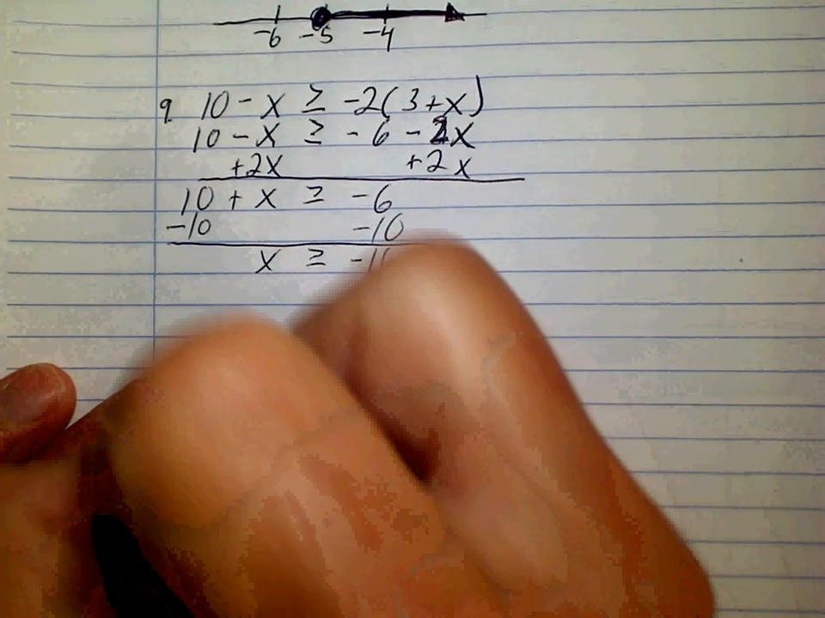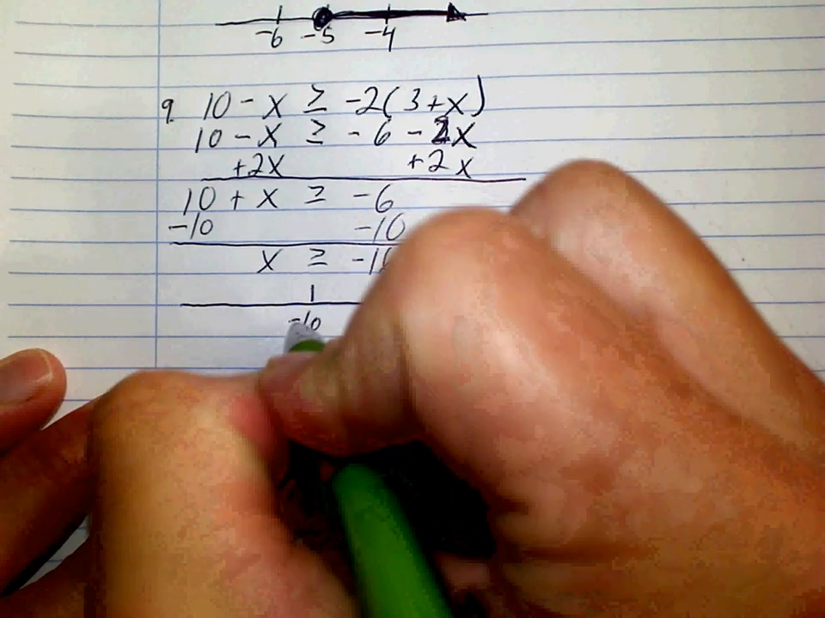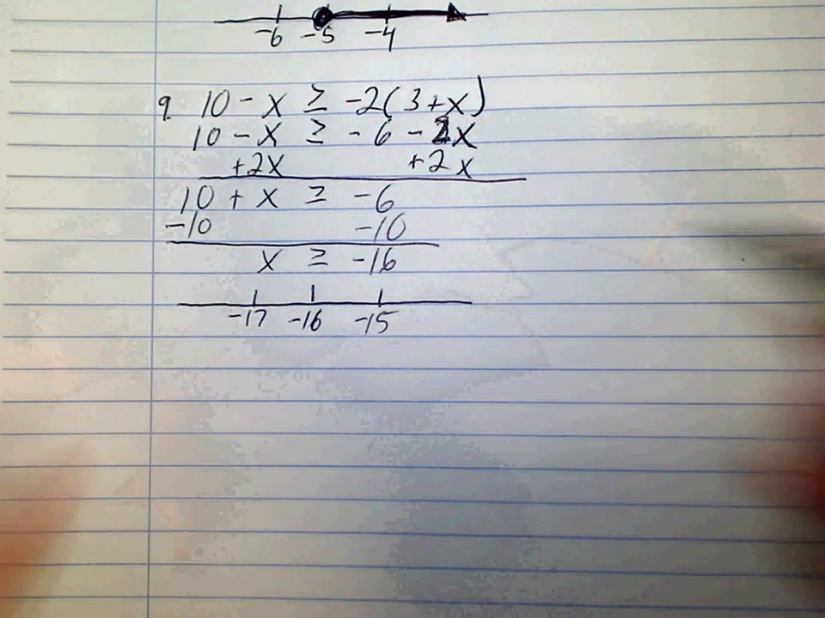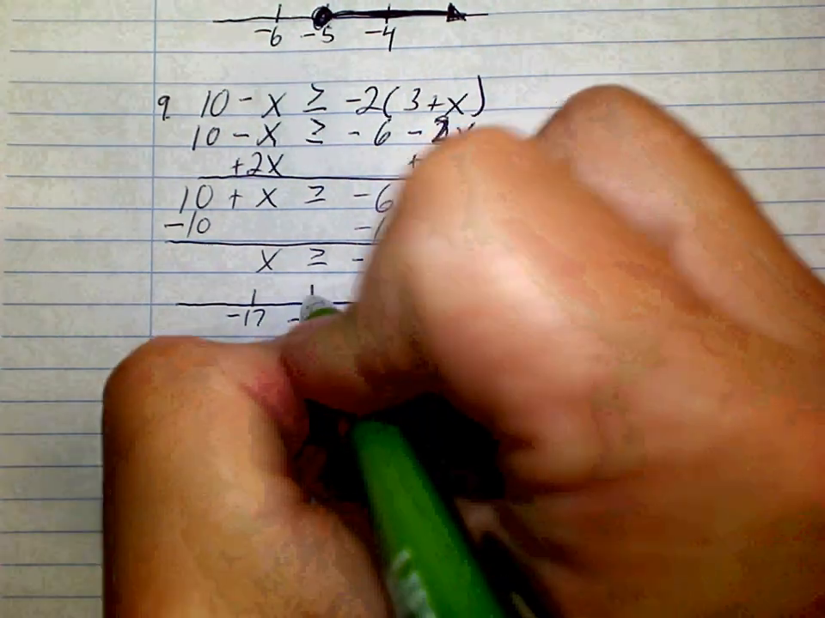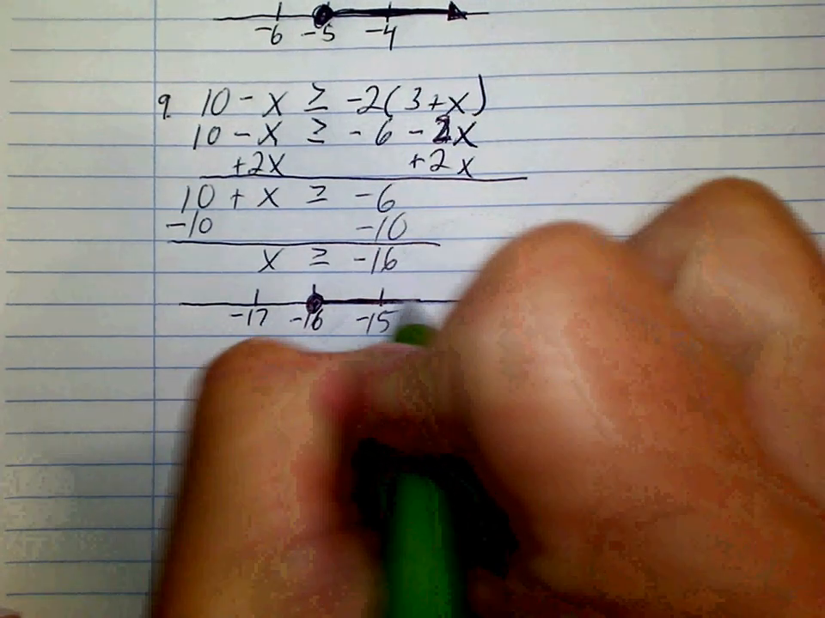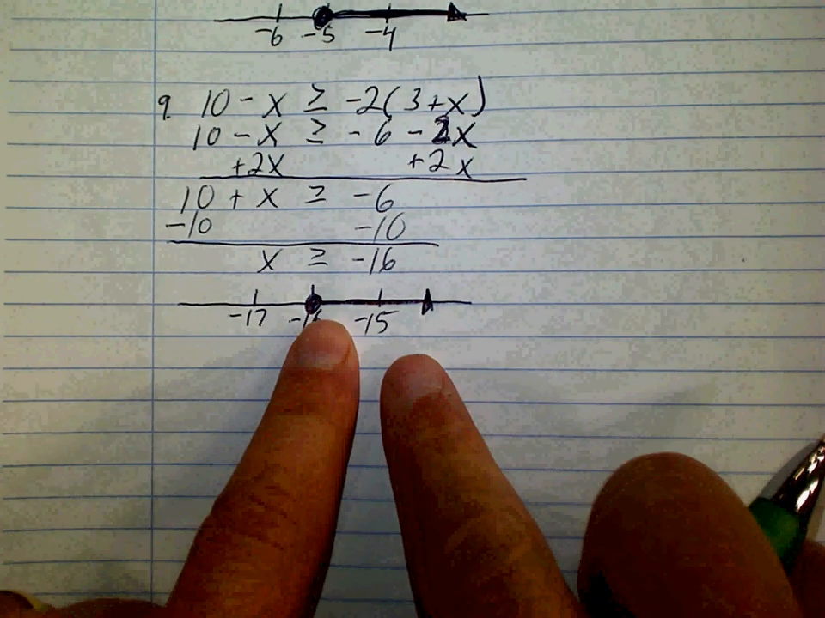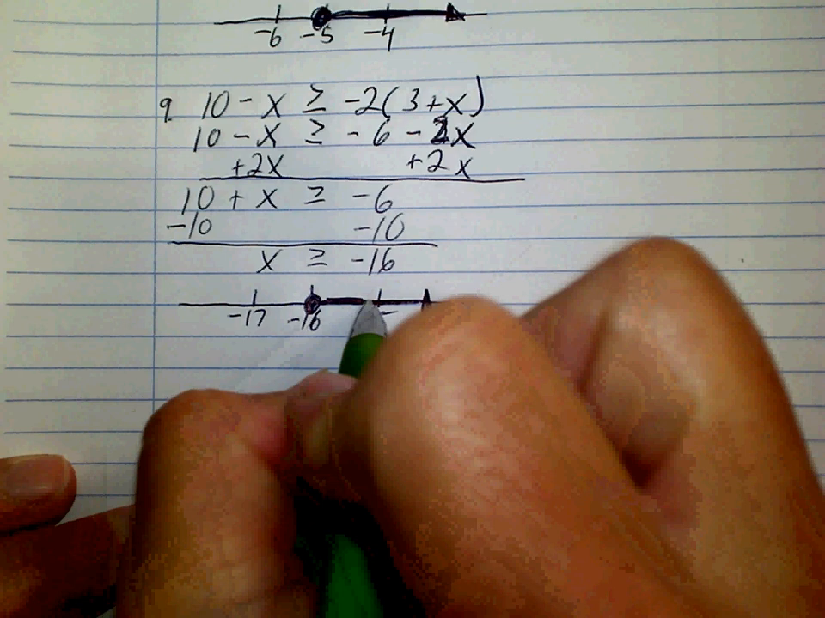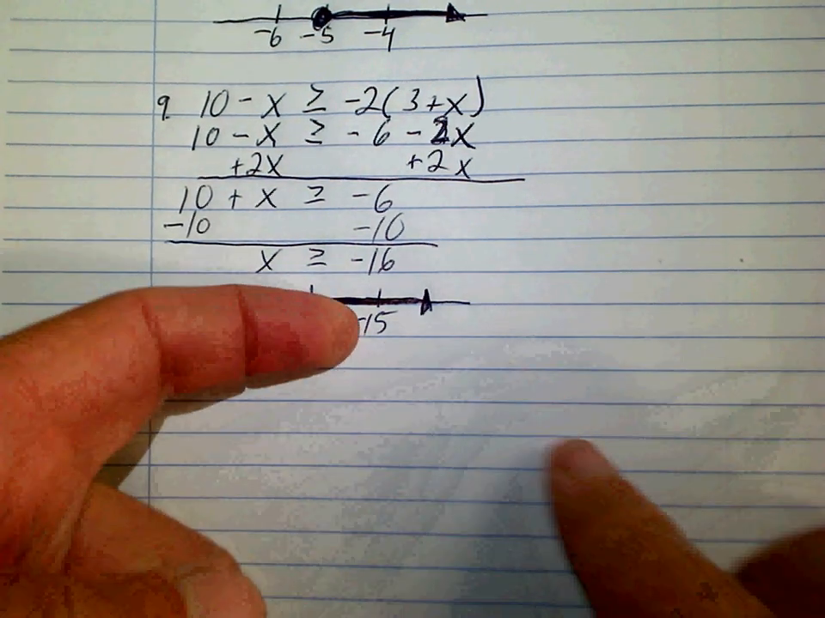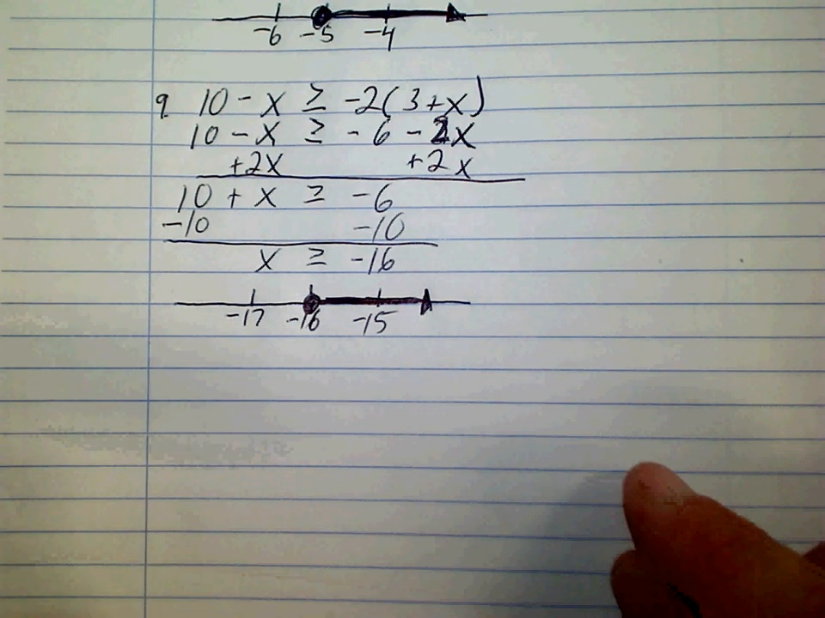Draw a line to graph. So I'm going to have my negative 16. Over here would be negative 17. Over here would be negative 15. So on that number line, it's a closed circle at negative 16, shaded right again to the greater than side. That wasn't very good at showing you which side was darker. Maybe that'll help. There we go. Solutions. Now, my arrow stopped right there, but that doesn't mean the solution stopped there. It goes forever that way. Anything greater than or equal to negative 16.